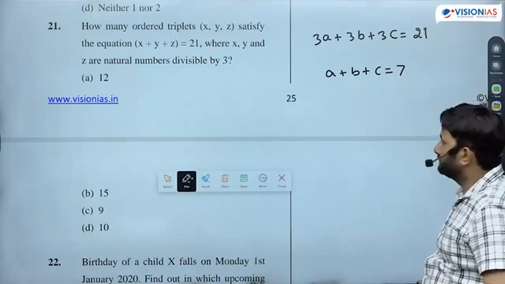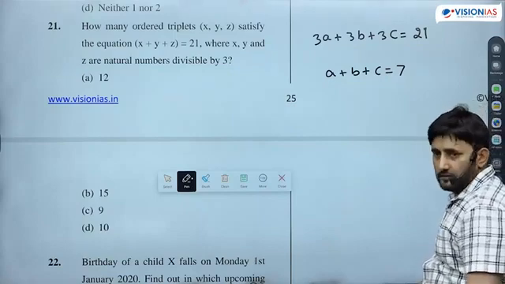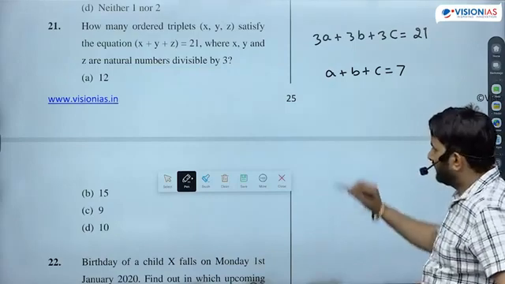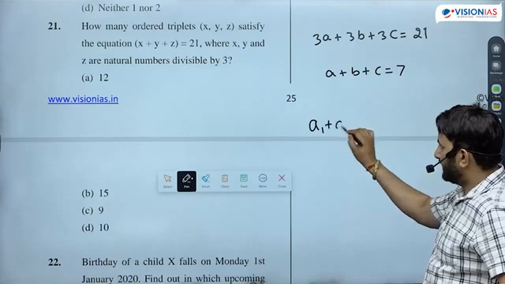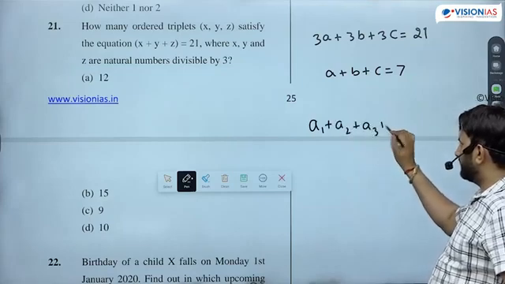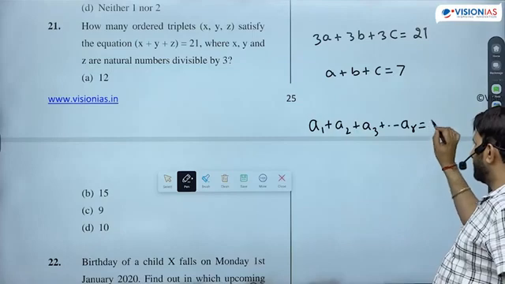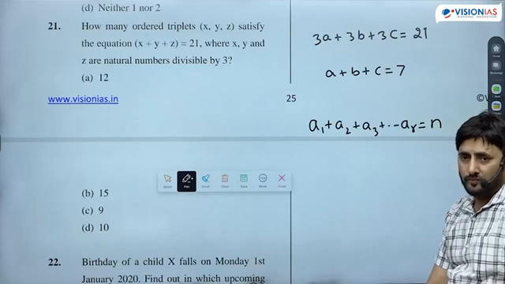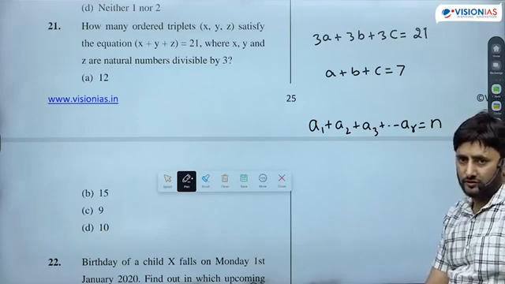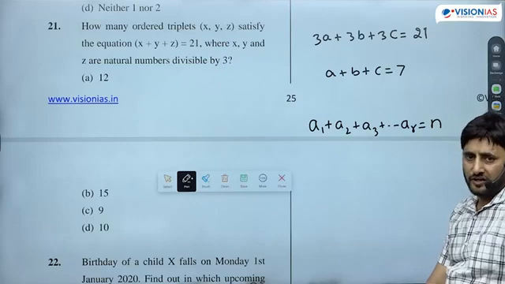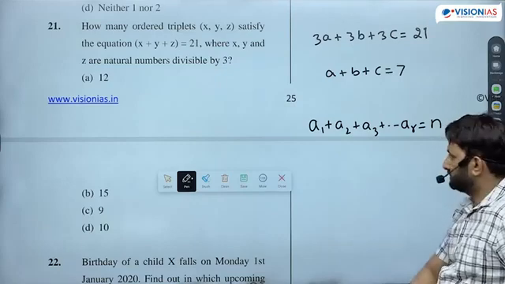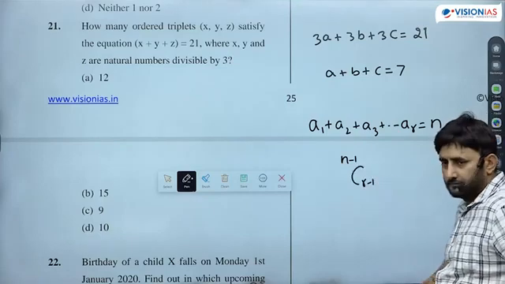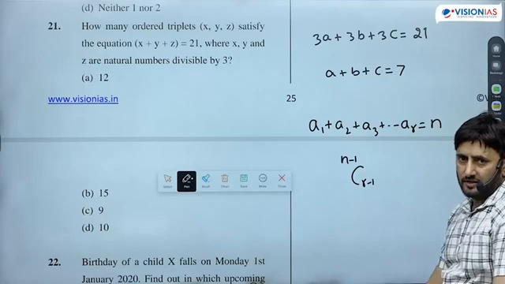Okay, so now write this with stars and bars. If A1 plus A2 plus A3 plus up to AR is equal to N, then the number of positive integer solutions is N minus 1 C R minus 1.